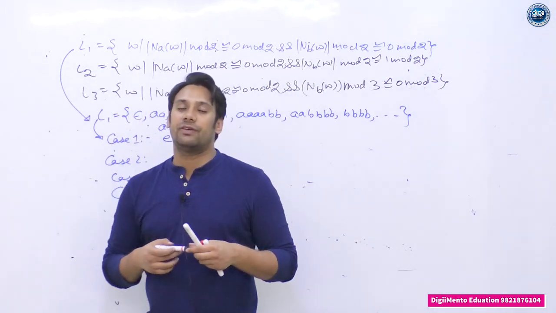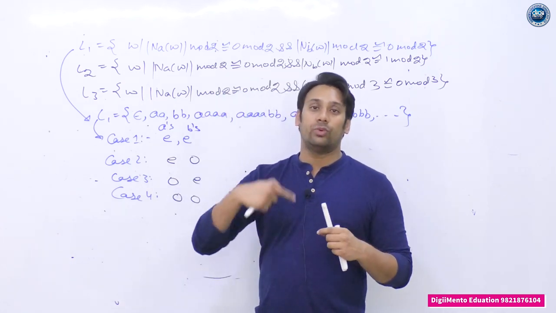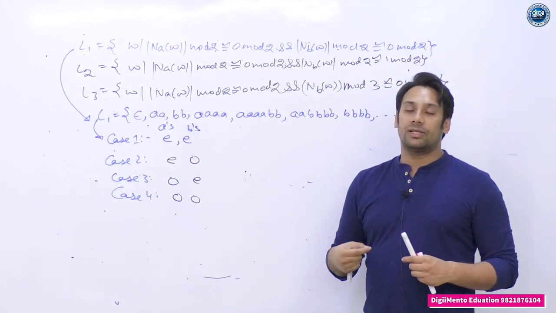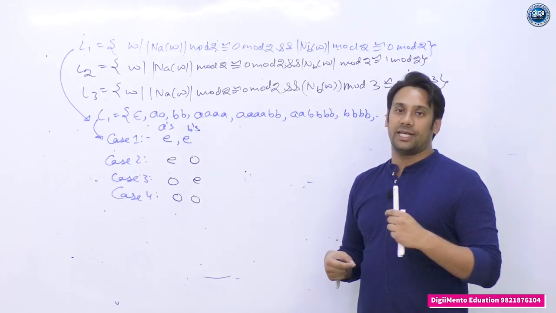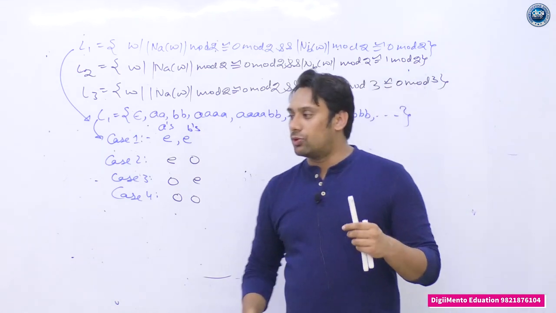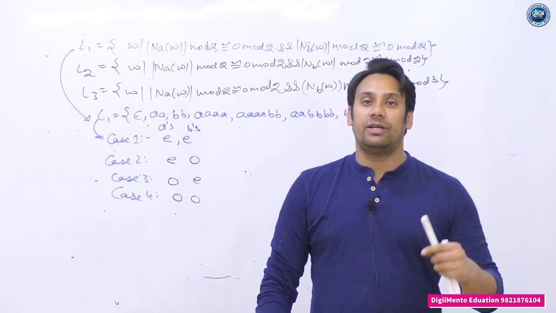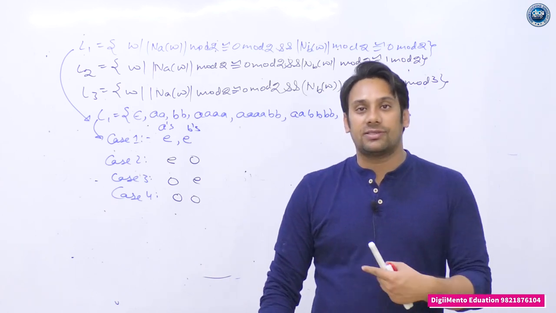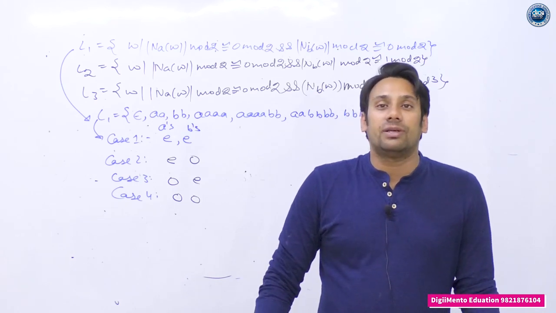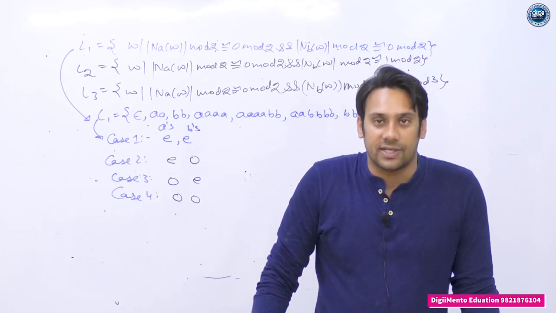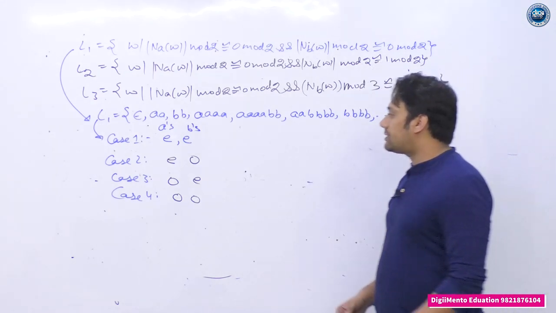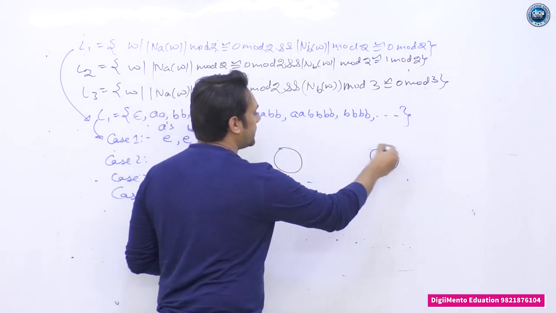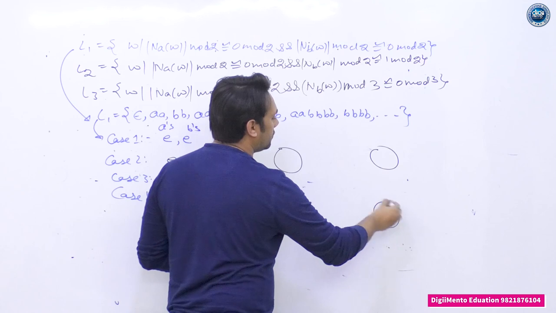Just like whenever we say mod 3, in mod 3 we can have only 3 remainders. Here in this language, we can have 4 possible cases, so there will be 4 states. If we take mod 3, you will have 3 remainders. When we take mod 7, there will be 7 remainders, so 7 possible states. Here we have only 4 possible cases, which means we will have 4 states. This is your first state, this is your second state, this is your third state and this is your fourth state.